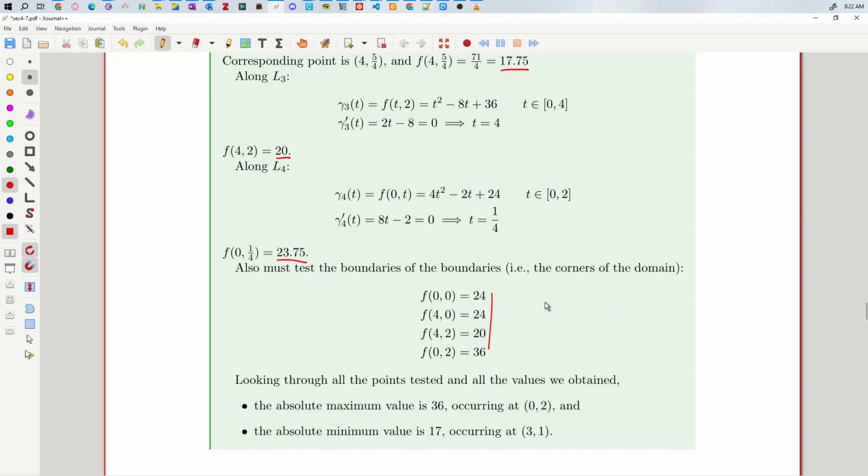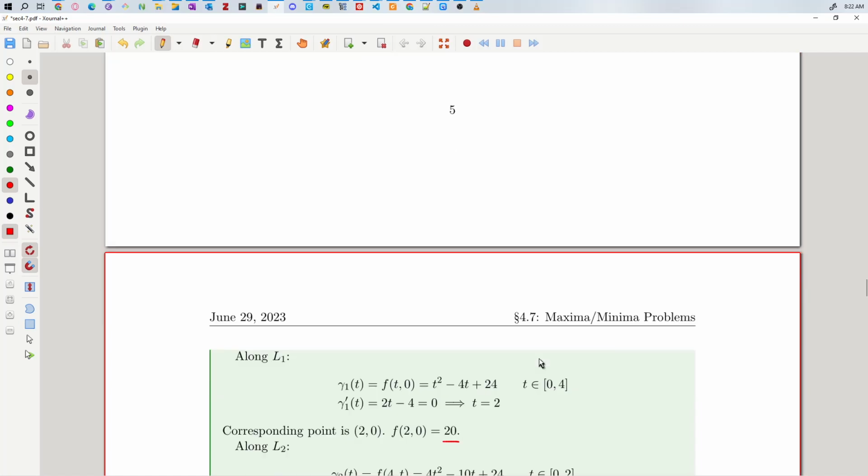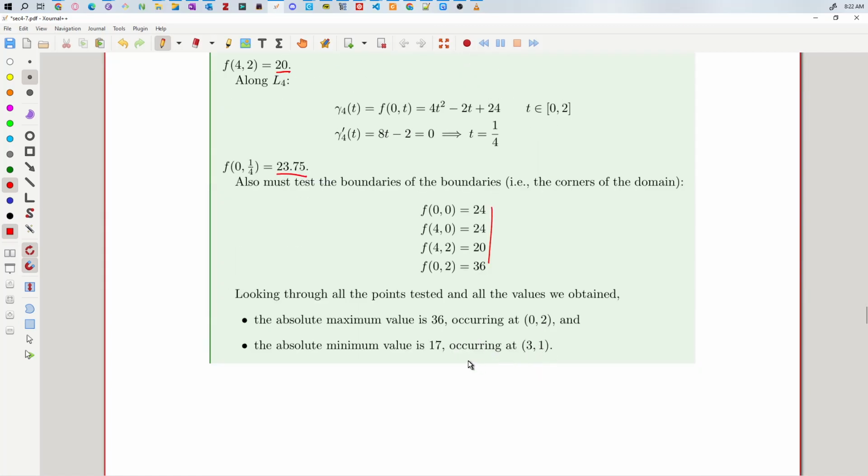So when you look through all of these, you'll see that the maximum value you got was 36, occurring at (0, 2), and the minimum value obtained was 17 at (3, 1). This was the interior critical point, way back at the top, I guess. The important part of this was actually the value. You don't really need to specify where it occurs. I just happened to write it because the book does as well. So this was what you were after, finding the absolute max value and absolute min value on the domain specified.